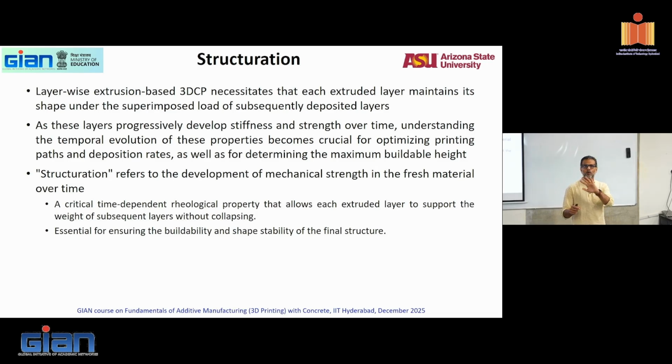Now, you can go back and trace all of it to the interactions between the particles and the hydration and the reaction of particles. At the end of the day, that's where everything converges to.